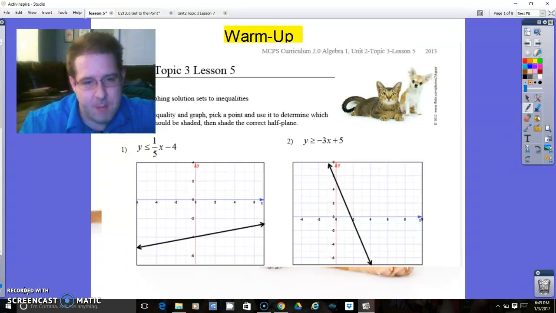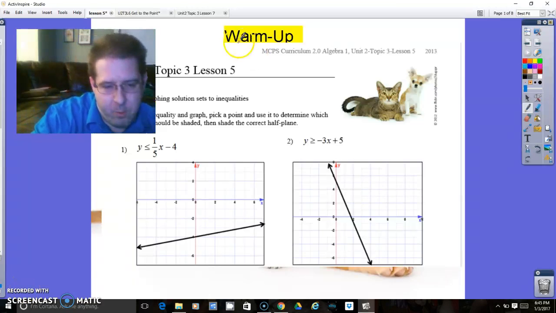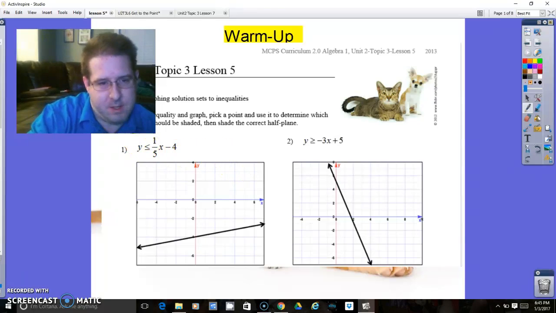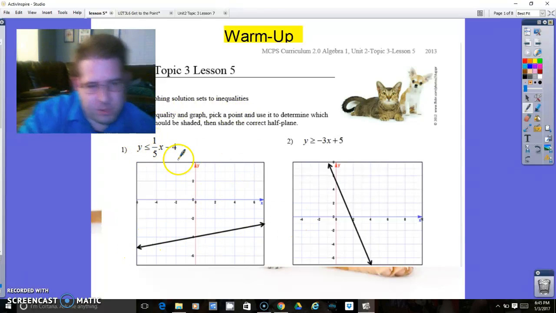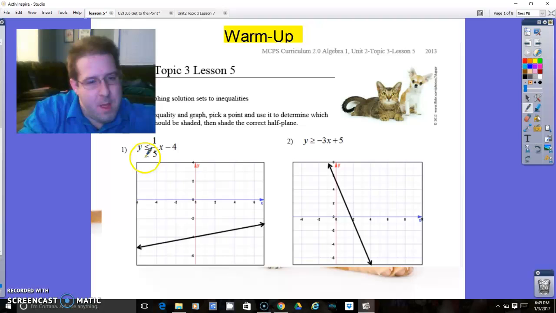With Algebra. This is Unit 2, Topic 3, Lesson number 5, and we are graphing inequalities still. We're given the boundary line to this equation. It starts at -4, and it's going up 1 for every right 5, so you can see that it follows the slope. That means this line is the same thing as this equation, but then it's an inequality. So it says less than.